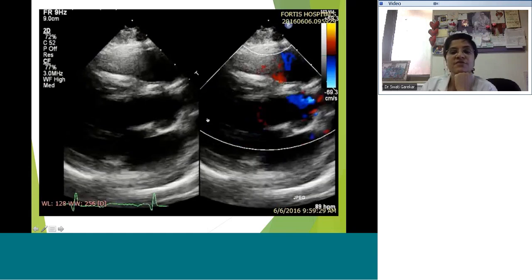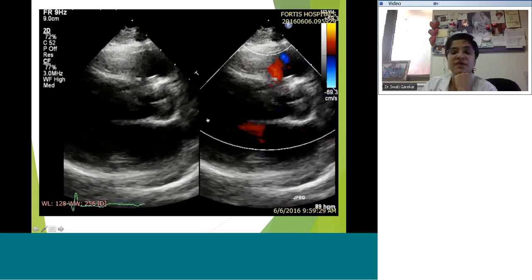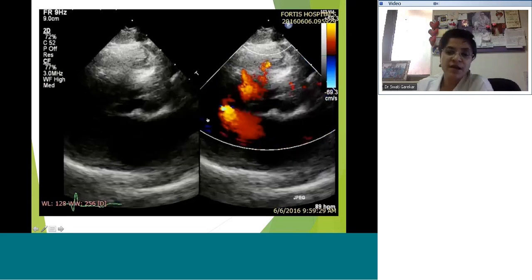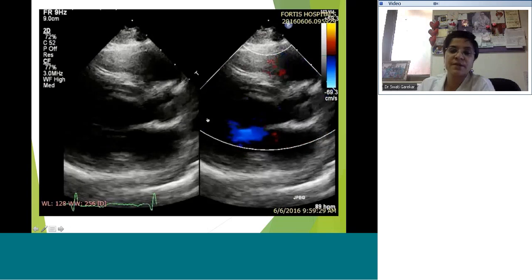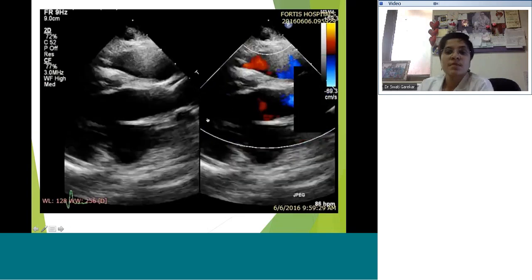So looking at color flow across the aortic valve, there is no turbulence. They are telling you that the valve is good. So my question was, is there any correlation between supravalvar aortic stenosis and hyperlipidemia?